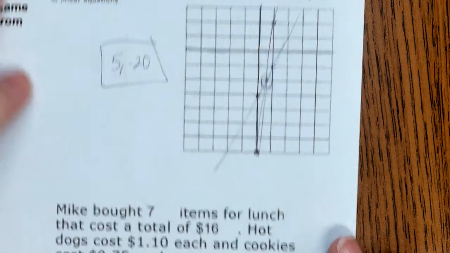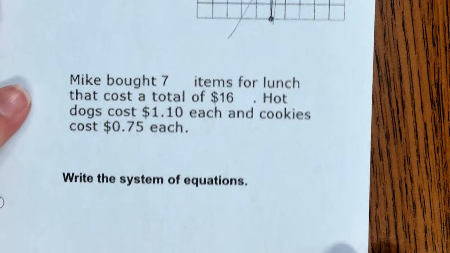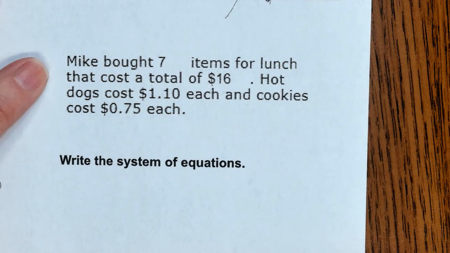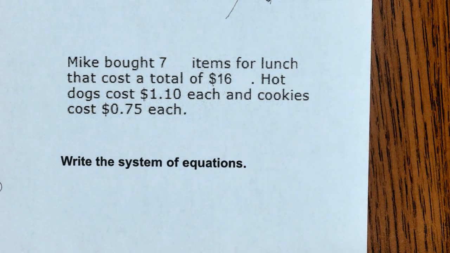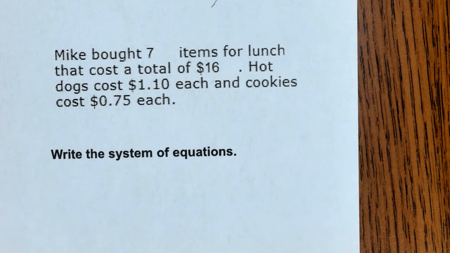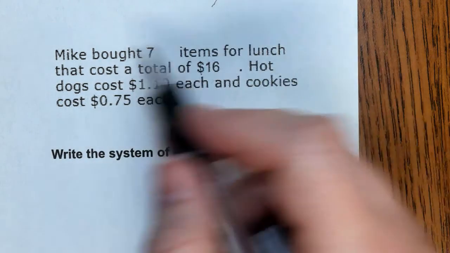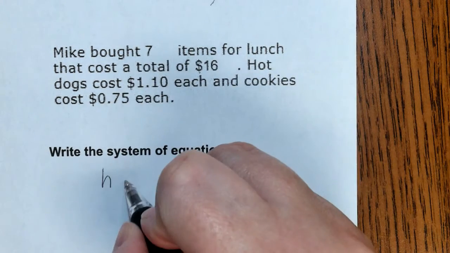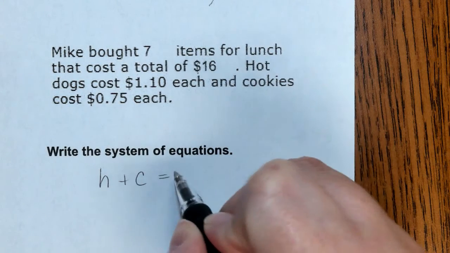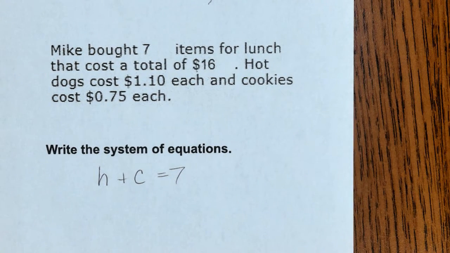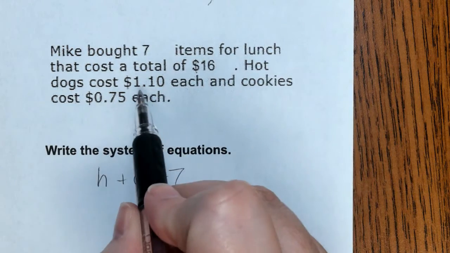Alright, last one. It says Mike bought 7 items for lunch that cost a total of $16. Hot dogs cost $1.10 and cookies cost 75 cents. Write a system of equations. Again, doesn't say anything about solving it. Okay? So what are our 2 items that we're talking about here? So what letters do we want to use for hot dogs and cookies? H and C. So he bought 7 items, right? So however many hot dogs he bought and however many cookies he bought, together those numbers are 7 because he bought 7 things.